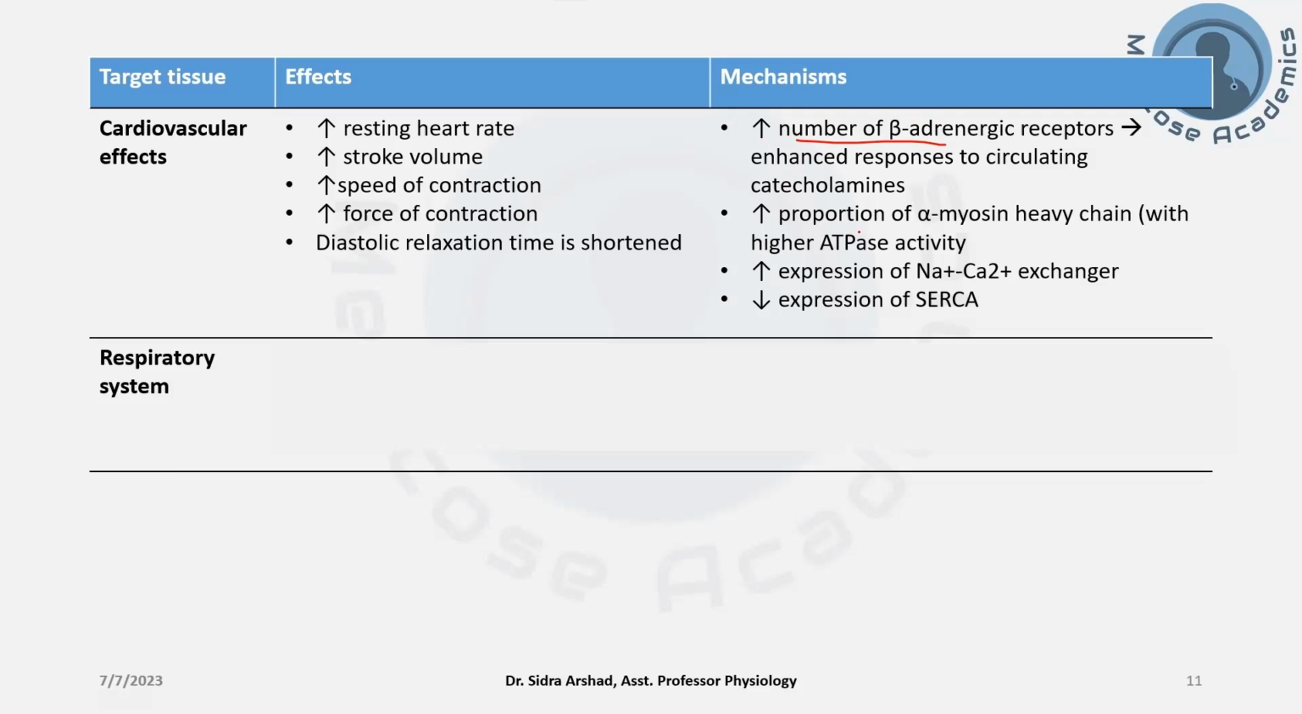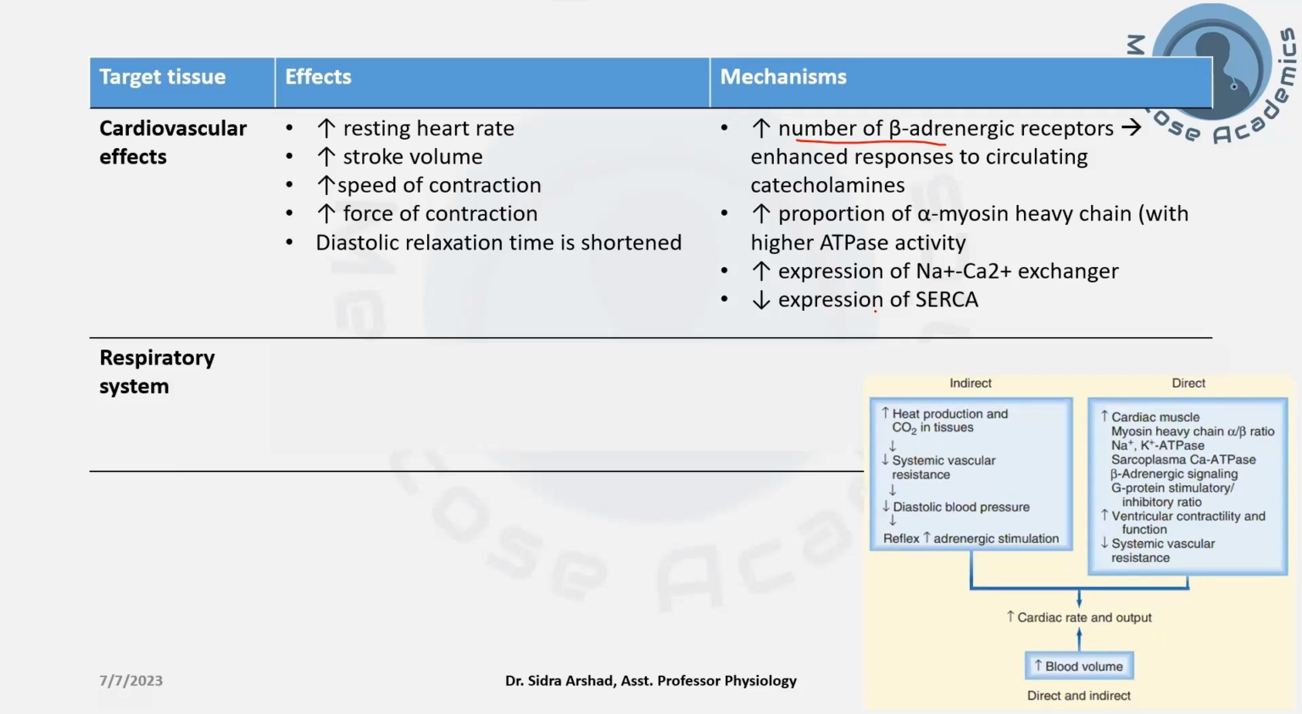They also increase the proportion of alpha myosin heavy chain. This type of chain has a higher ATPase activity. They increase the expression of sodium-calcium exchanger and decrease the expression of SERCA, so that the force of contraction is increased. So we have seen the direct effects.